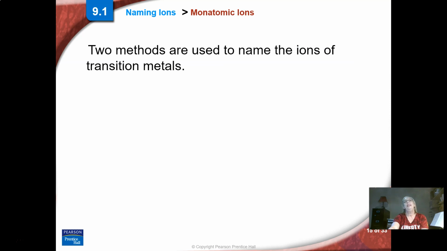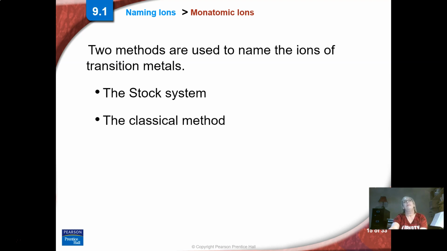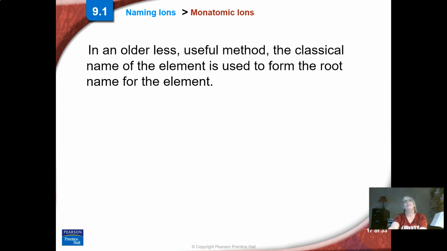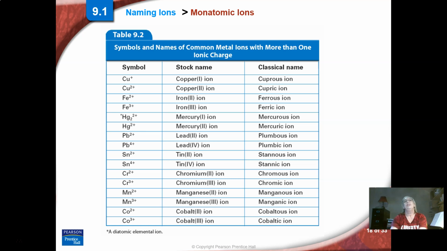So there's two ways to name those, the B's in the center of the periodic table. They're called transition metals. We can use something called the Stock system, or we can use the classical method. And I'm going to favor the Stock system because it's the newer way to do it. We're going to use Roman numerals to tell the charge of the positive transition metal ions. And we're not going to use the old way. So we're going to look at the Stock system. These are the ones we care about. So you notice they have Roman numerals here, and those Roman numerals are telling you the charge.